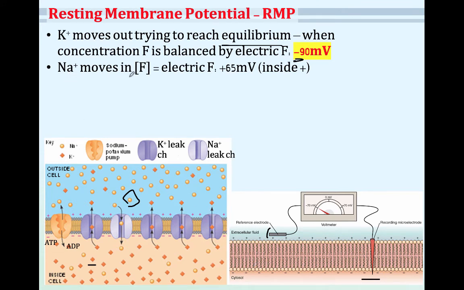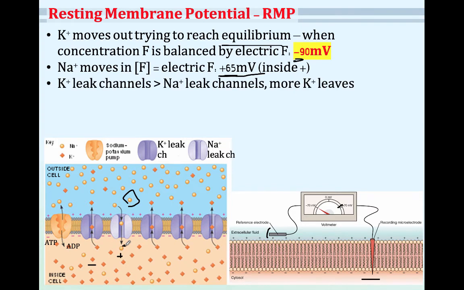Sodium is always going to move into the cell until it reaches equilibrium, and for it to reach equilibrium, the inside of the cell has to become positive 65. And you can see that this needle has to move all the way over towards here, which it never does. And so we never reach the sodium equilibrium potential. But it would have to be positive inside in order for the positive charge inside to repel the positive charge of the sodium ions trying to come into the inside of the cell.